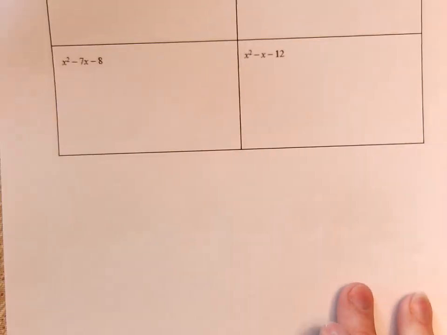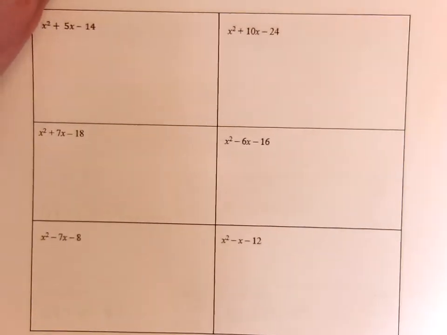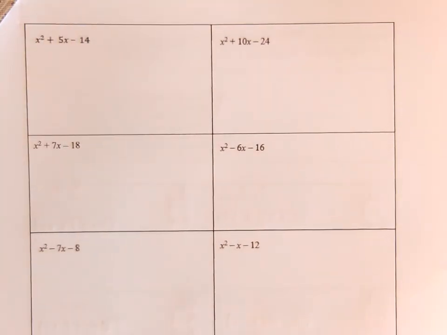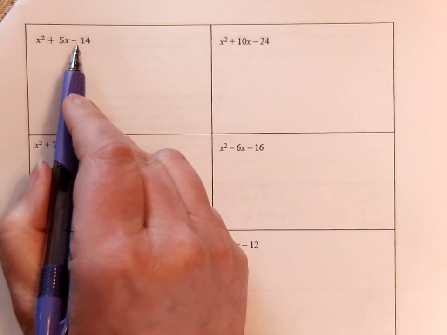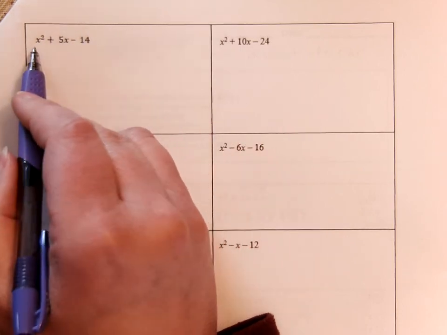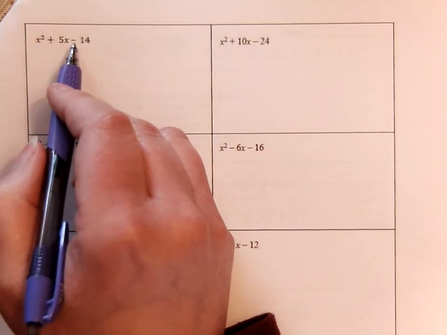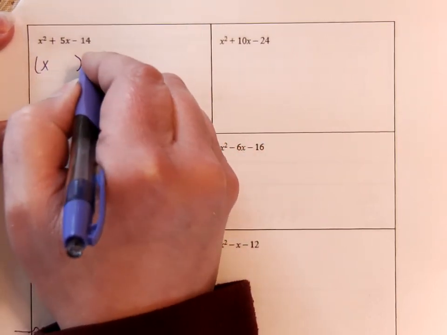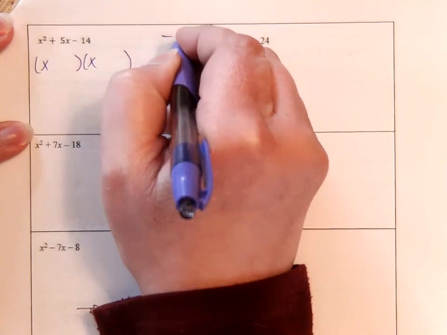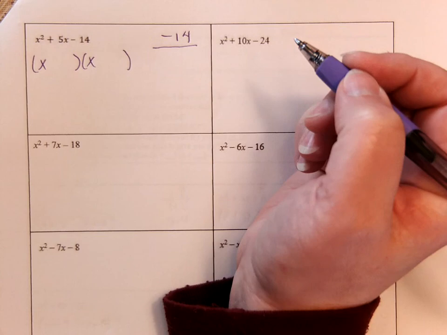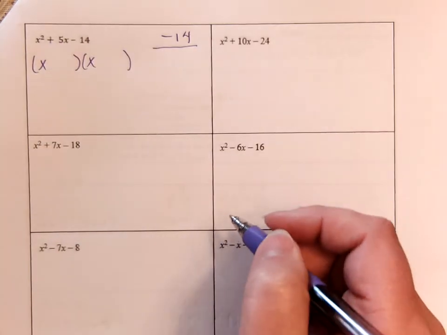Okay, last page. So now we're going to do something a little bit different. Now our product is going to be negative. So we have x squared plus 5x minus 14. We still set it up with our two sets of parentheses, but now we have to multiply to get a -14, and then add to be a +5.